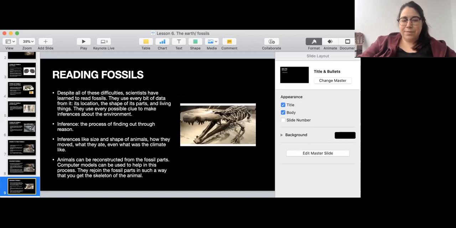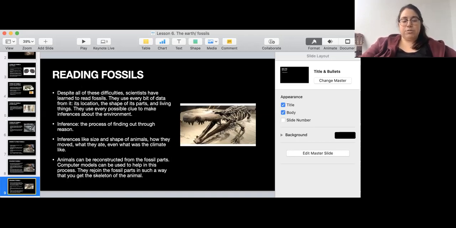They use every bit of data from it: its location, where they found the fossil, the shape of its parts, and the living things that surround them. What do we know about living things right now? And they use every possible clue to make inferences about the environment. An inference is the process of finding out the true reason, true thinking. Inferences like size and shape of animals, how they move, what they ate, even what the climate was like when this animal existed. Okay, so they can get a lot of information from the fossils and then try to learn about the life of these animals.